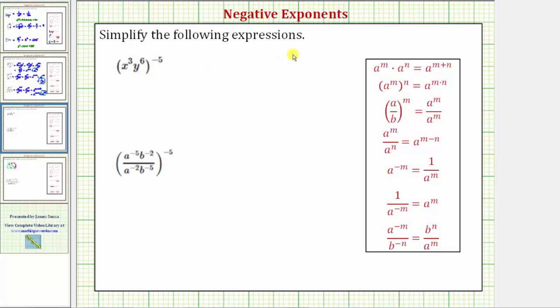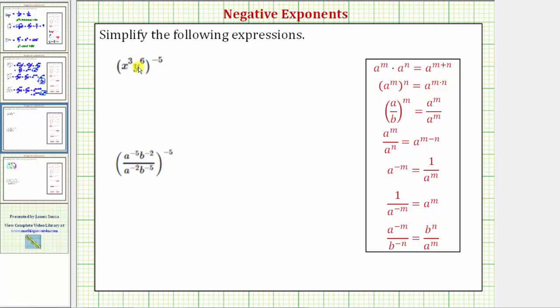We want to simplify the following expressions. We first have x to the third y to the sixth raised to the power of negative 5. To begin simplifying, we'll first apply the power property of exponents shown here. A raised to the power of m raised to the power of n equals a raised to the power of m times n, which means when we have powers raised to powers, we multiply the exponents.